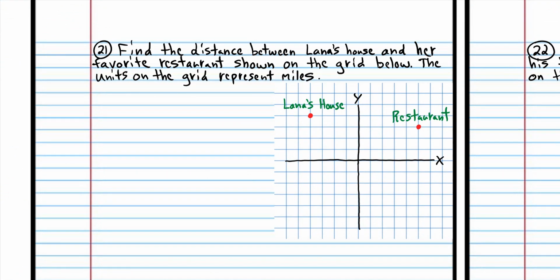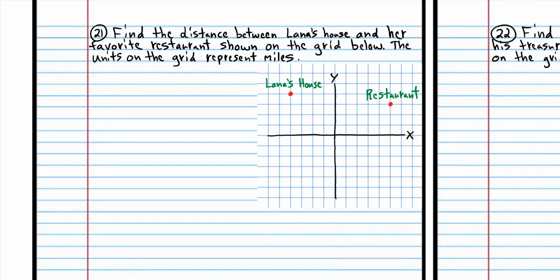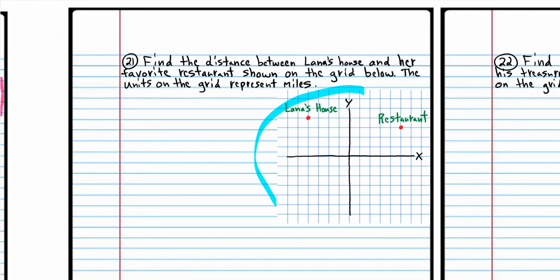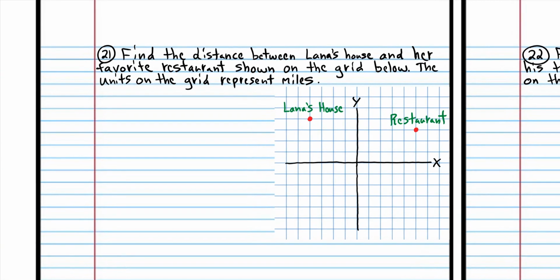Now we're just going to do some word problems that require you to find the distance when you're given 2 points on a graph. They don't give you the actual coordinates, they just show you the graph. And they give you a word problem. So these are traditional problems, typical problems you're going to see. Find the distance between Lana's house and her favorite restaurant shown on the grid below. The units on the grid below represent miles.